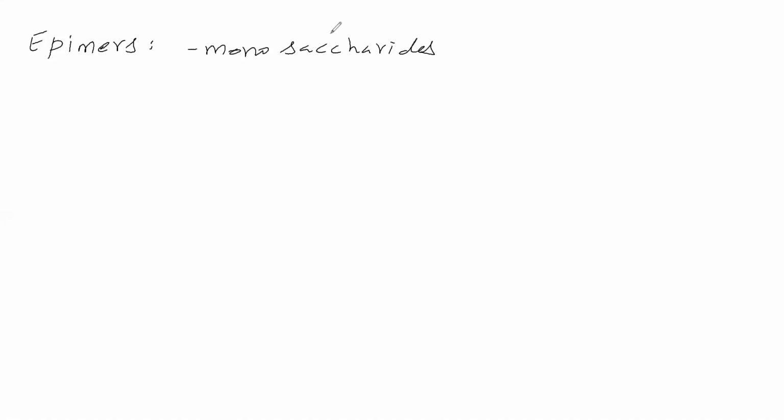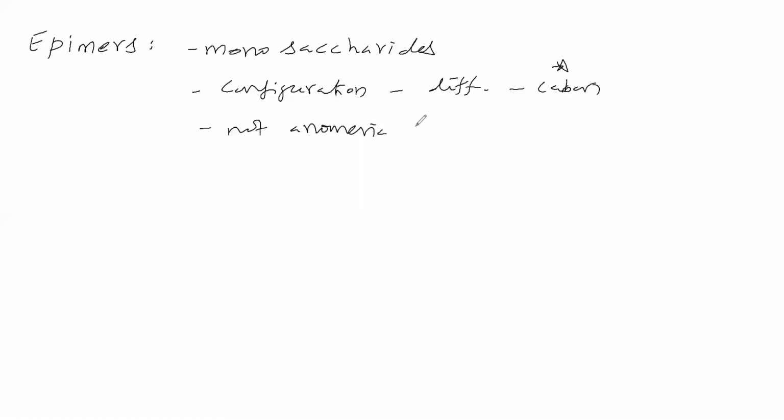In these monosaccharides, the configuration should be different at a chiral carbon. This should not be the anomeric carbon. Then those monosaccharides are called epimers.